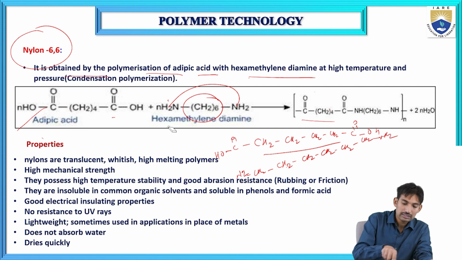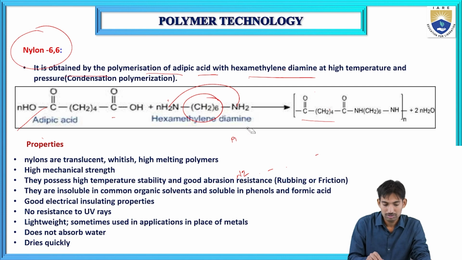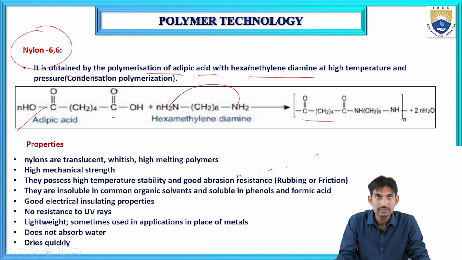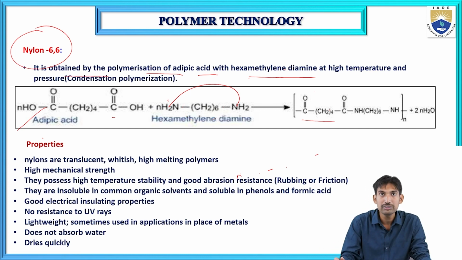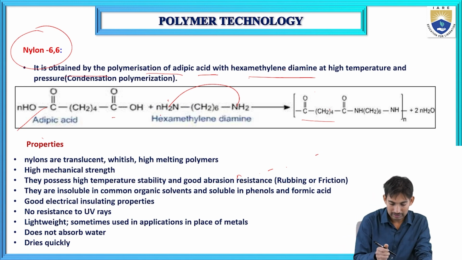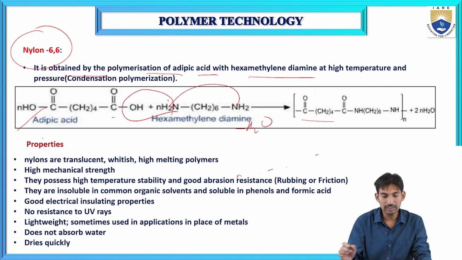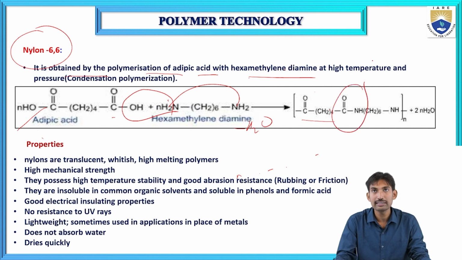The adipic acid reacts with hexamethylene diamine at high temperature and pressure, undergoes condensation polymerization, and forms nylon 6,6. Condensation means some byproducts are eliminated. In this case, the H from the NH2 of the nitrogen and the OH from the carboxylic acid are eliminated as a water molecule. What will form? A new amide bond.